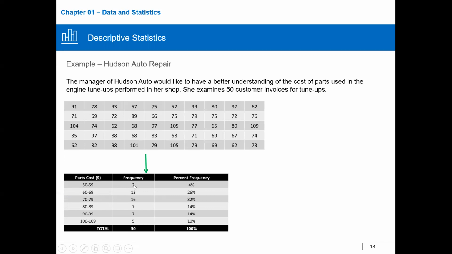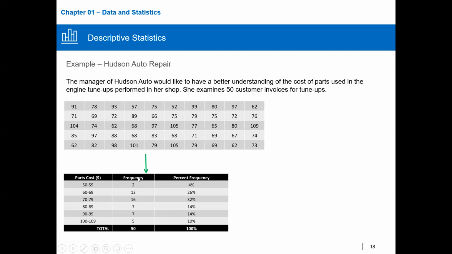Okay, that's your frequency. But notice what happened. She added all these up and it told us 50. And it should. But look what else. I could take 2 divided by 50, 4%. 13 divided by 50 gives you 26%. So basically what this is saying is that this is the frequency of occurrences of this range.